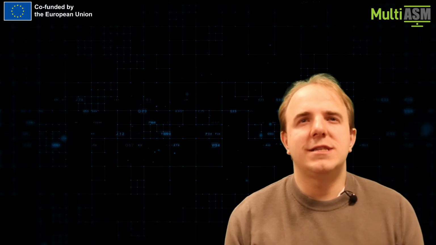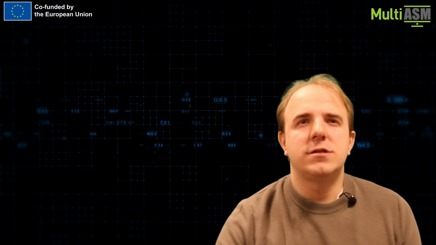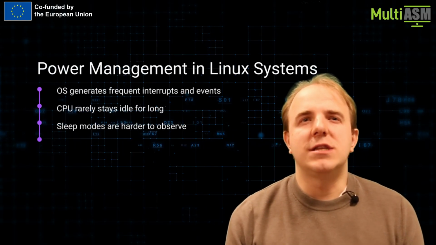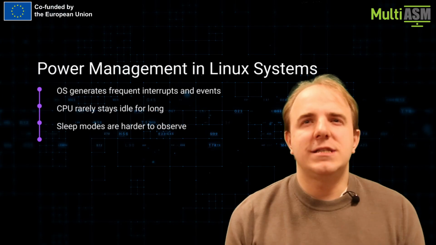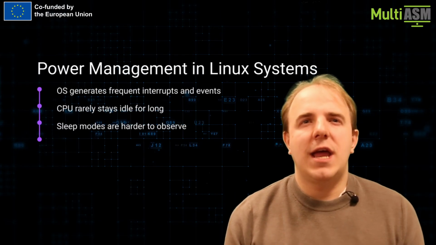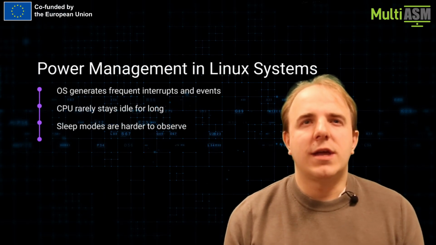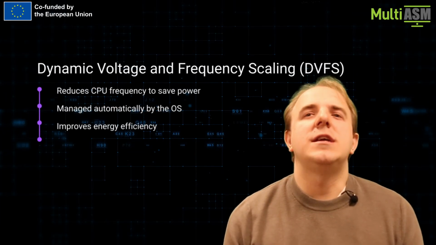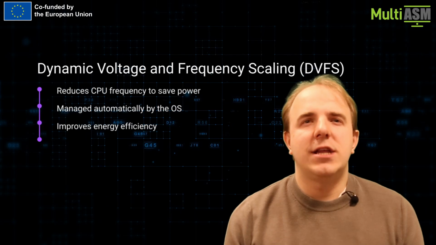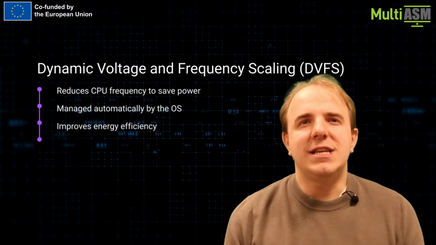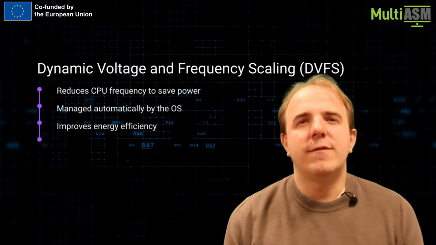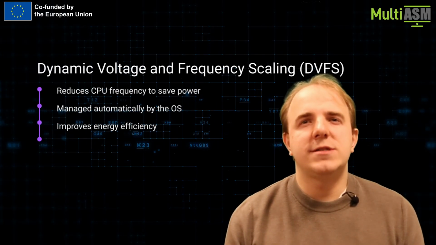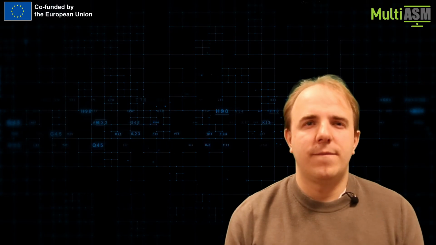Now let's switch to Linux-based systems, such as Raspberry Pi running Linux. In this environment, it's difficult to observe whether the CPU truly enters low-power sleep states. That's because the operating system constantly generates interrupts and events from hardware devices, communication interfaces, and interactions between CPU cores. Instead of relying on sleep instructions, Linux typically saves energy by reducing CPU frequency. This technique is known as dynamic voltage and frequency scaling, or DVFS. It's the same concept used in laptops and mobile devices to extend battery life.